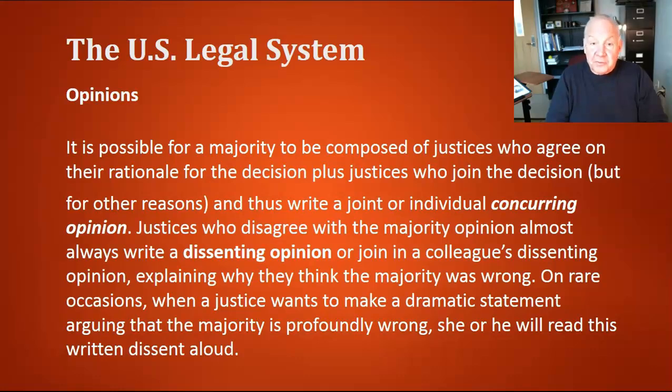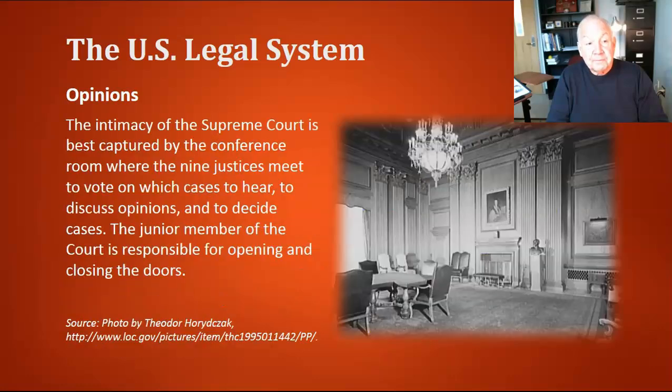It is possible for a majority to be composed of justices who agree on their rationale for the decision, plus justices who join in the decision, but for other reasons, and thus write a joint or individual concurring opinion. Justices who disagree with the majority opinion almost always write a dissenting opinion or join in a colleague's dissenting opinion, explaining why they think the majority was wrong. On rare occasions, when a justice wants to make a dramatic statement arguing that the majority is profoundly wrong, she or he will read this written dissent aloud.